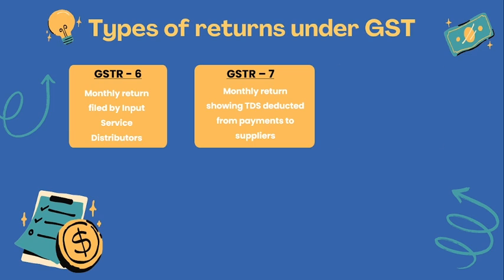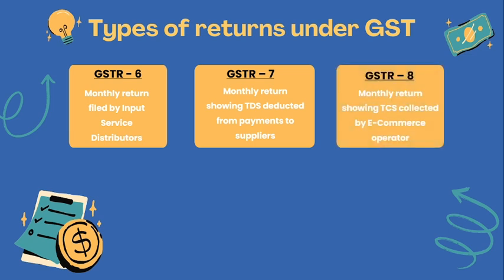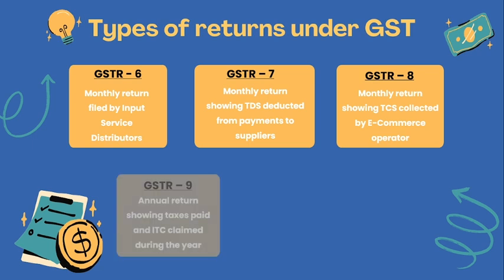The next is GSTR8. E-commerce operators who collect TCS from sellers must file GSTR8 monthly. It lists sales made through the platform and TCS collected, which is then credited to sellers' GST accounts. Due date is 10th of the next month following the month in which sales were made through the e-commerce platform. Even if no sales or TCS occurred in a month, a nil GSTR8 must still be filed by the due date.